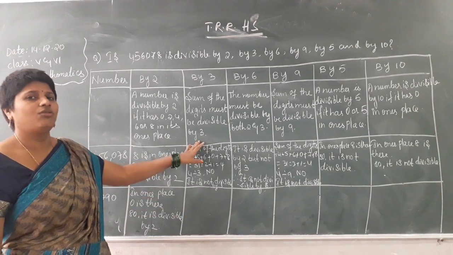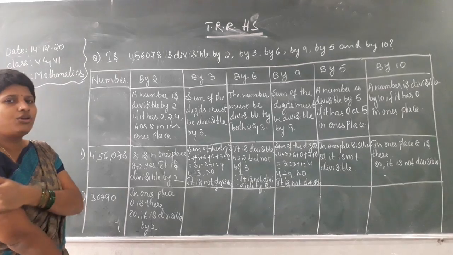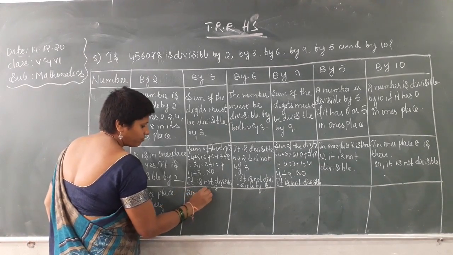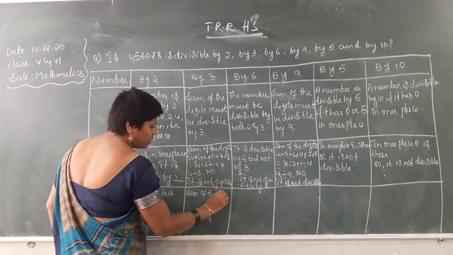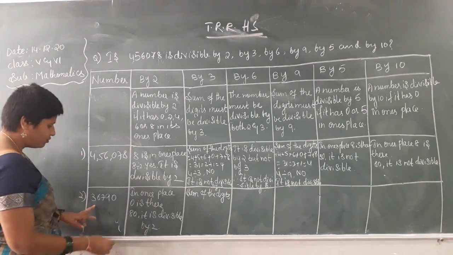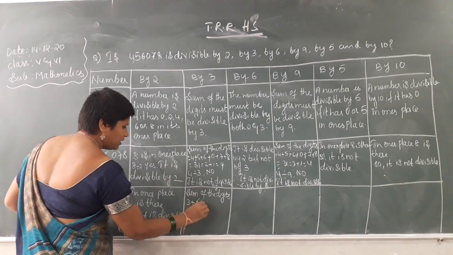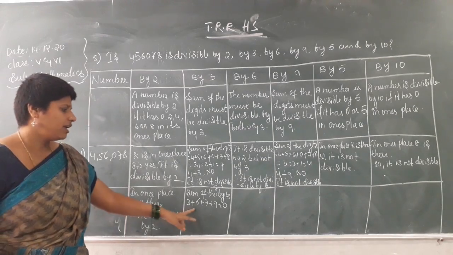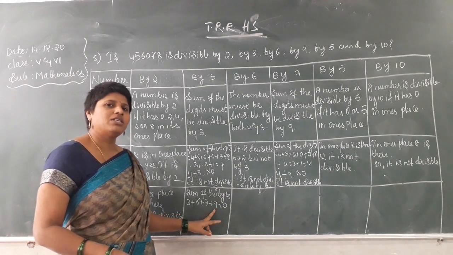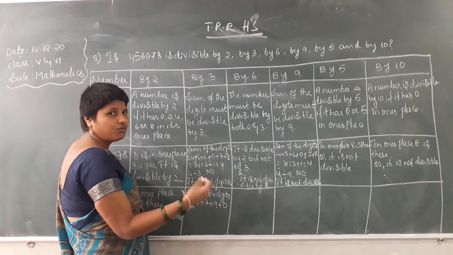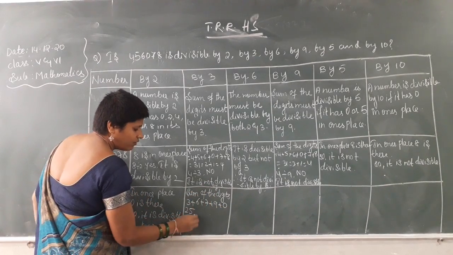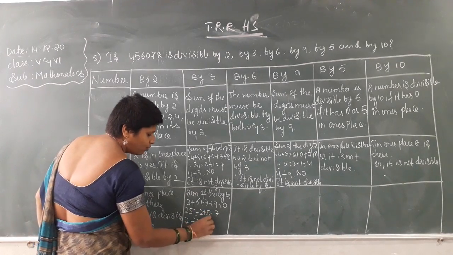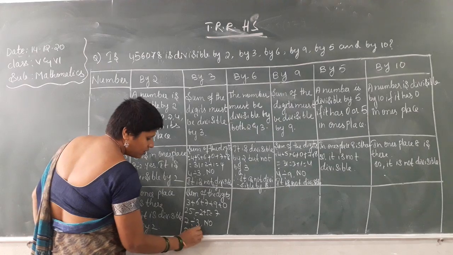Now similarly for 3. Okay, no need to go for the rule, means no need to write the rule. By seeing the rule you can write out the sum of the digits. So sum of the digits is what? 3 plus 6 plus 7 plus 9 plus 0. 3 plus 6, 9. 9 plus 7, 16. 16 plus 9, 25. 25 plus 0, 25. So again 2 plus 5 is equal to 7. So is 7 divisible by 3? No. So it is not divisible.